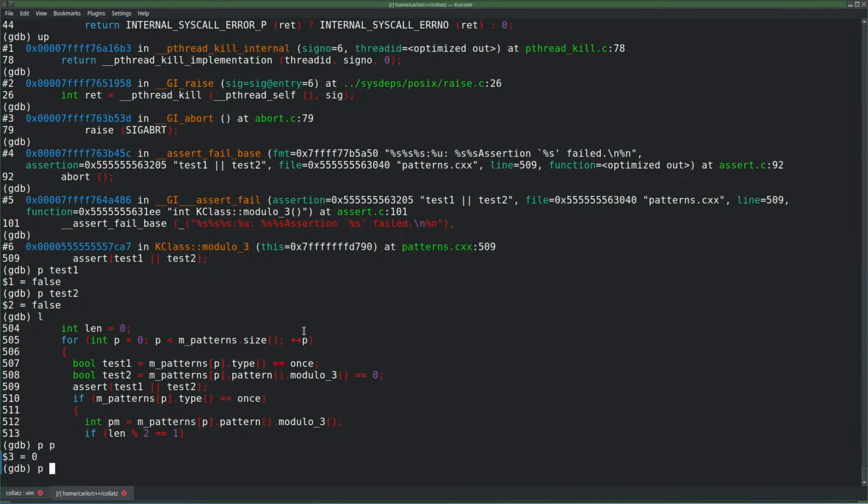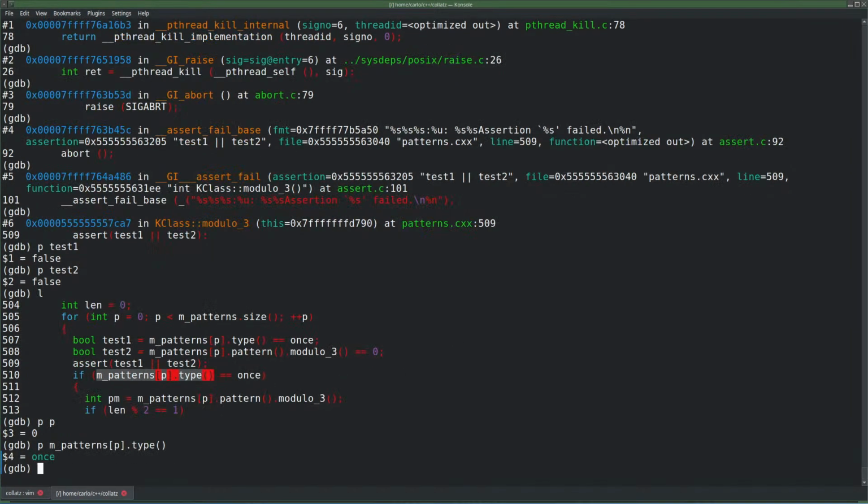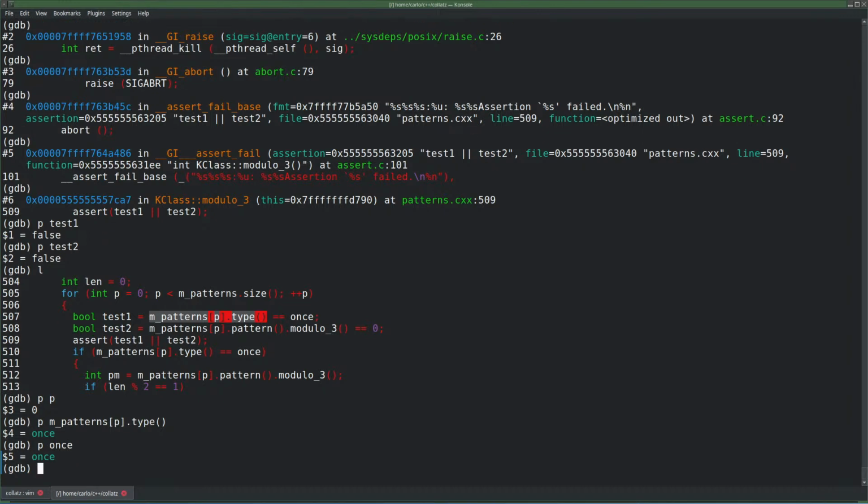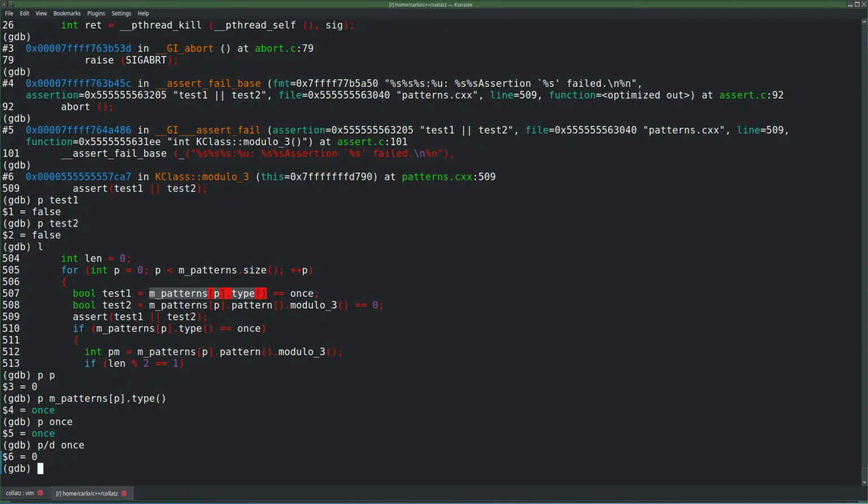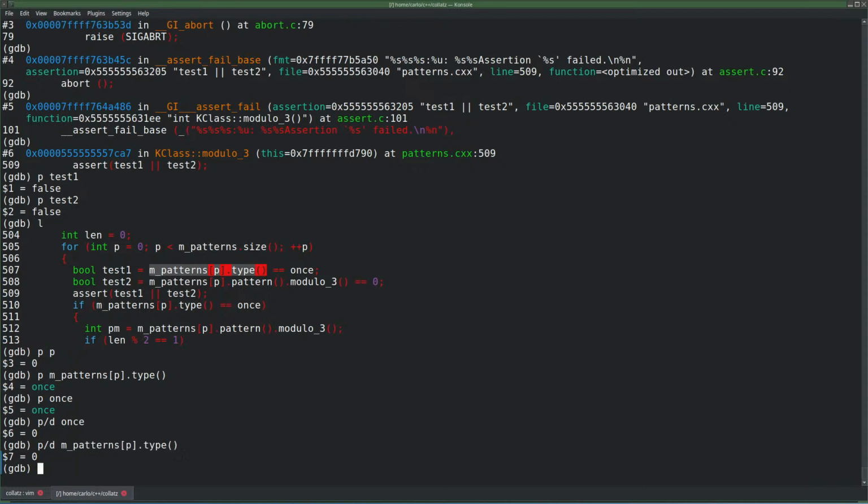P is still 0, and patterns type is still ones. So we crash here. The debugger says it is equal to ones, but testing it gives me false. Okay, let's print ones. Let's print ones as a decimal. I think that's D, or what is it? 0. Print type as a decimal value, 0. It's totally equal. Why is this false? Oh my god, this makes no sense whatsoever. Since when is 0 not equal to 0?